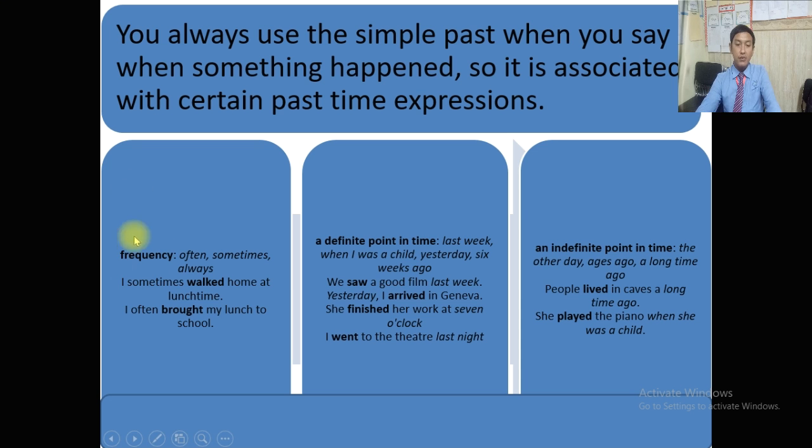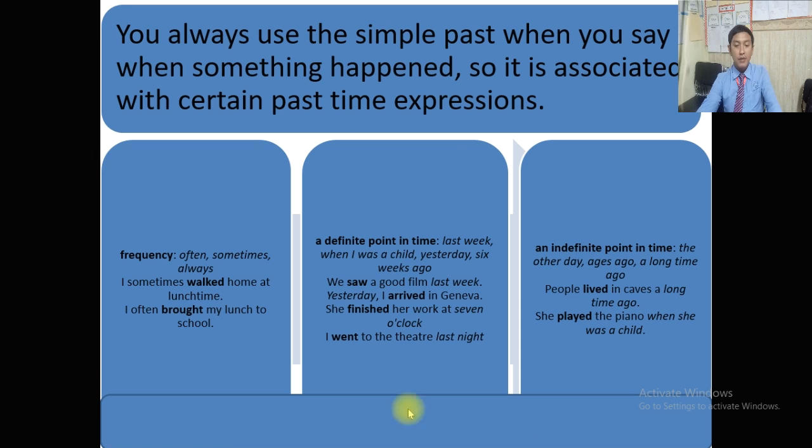Yes, frequency. The first point is frequency, the second point is a definite point in time, and the third point is an indefinite point in time. All three of these we use to express time: when did the action happen?